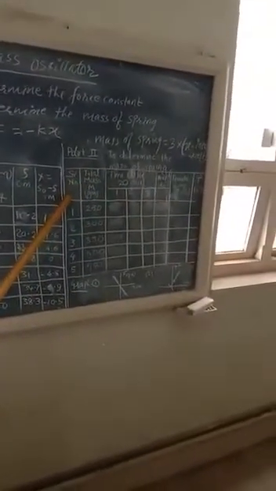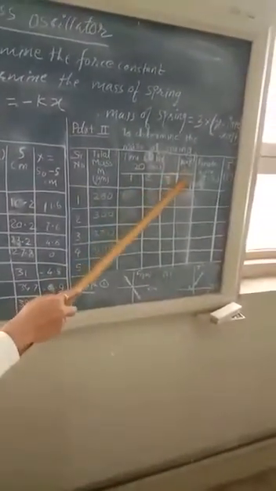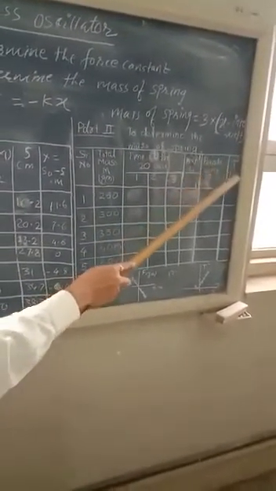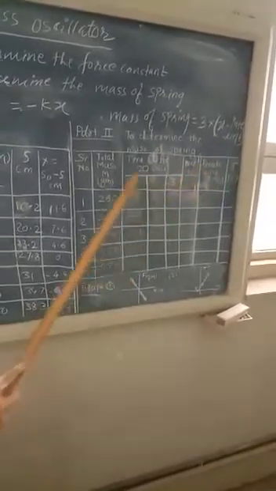To determine the mass of the spring, we follow the table: serial number, total mass m, time for 20 oscillations, mean t, periodic time, and its square. Now we discuss its apparatus. For this experiment, we require the following apparatus.